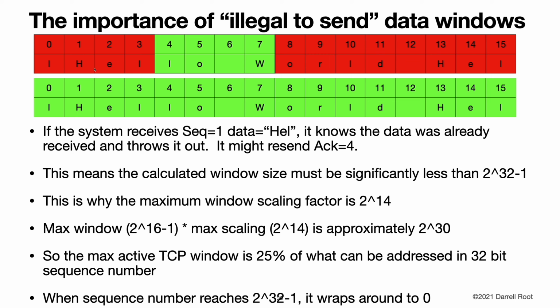For example, there could already be a TCP segment with bytes 1, 2, and 3, the HEL, in transit. And if it arrived late after the other side sent us the ACK 4, then the other side would know to just discard that segment because it's in an illegal window.